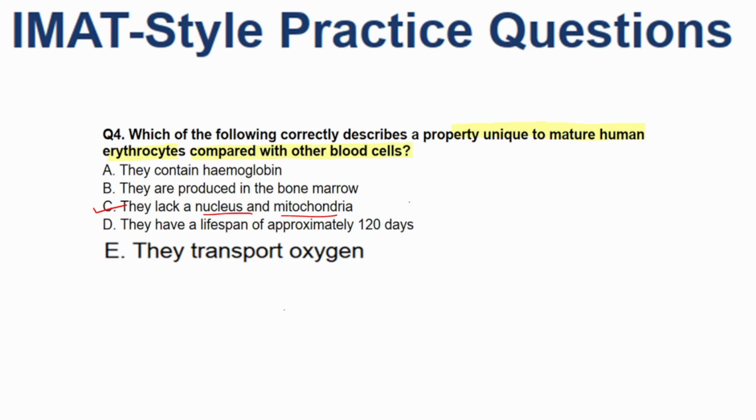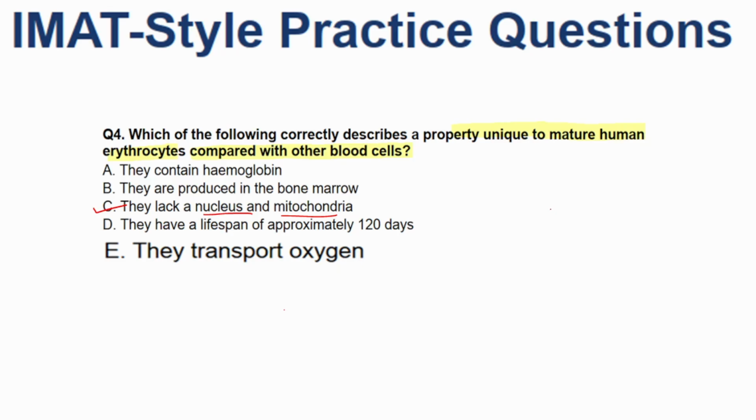During their development in the bone marrow, human red blood cells undergo a highly specialized process where they extrude their nucleus and break down their organelles, including mitochondria. This complete lack of nucleus and mitochondria is a defining anatomical feature unique to mature erythrocytes among the true cells found in our blood, leaving the cell's interior almost entirely packed with hemoglobin to maximize its oxygen carrying space.